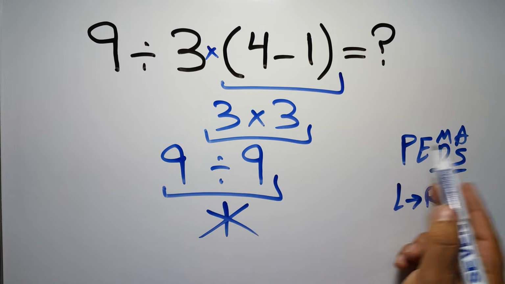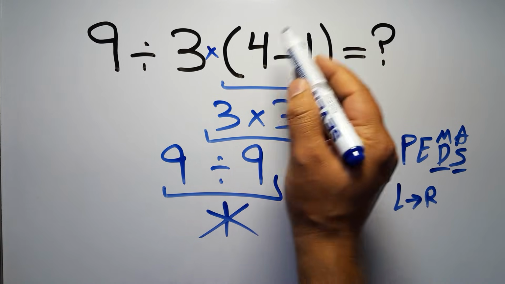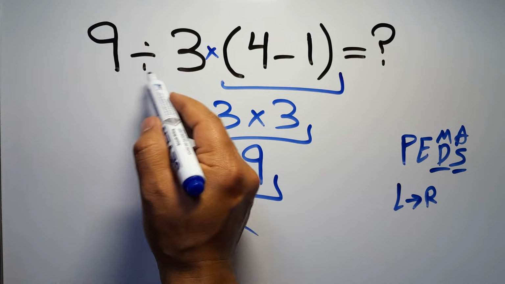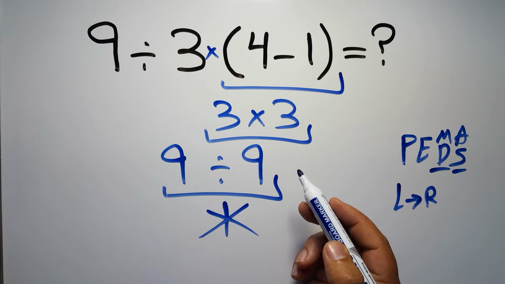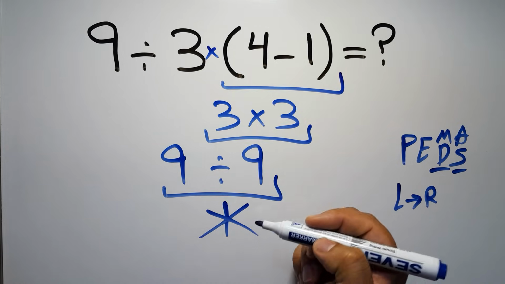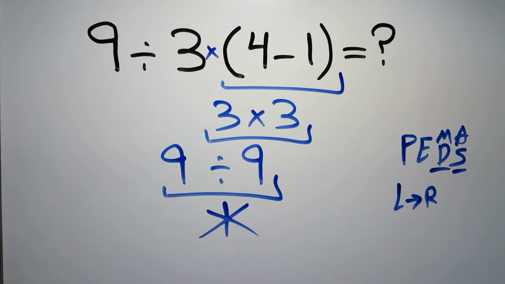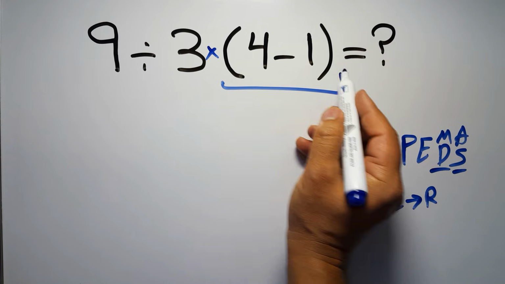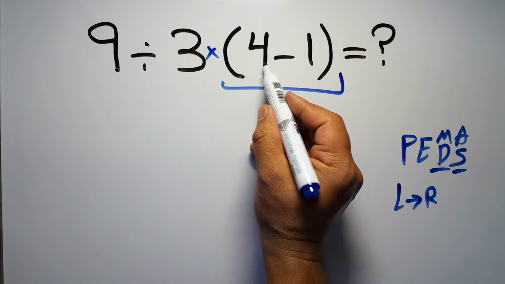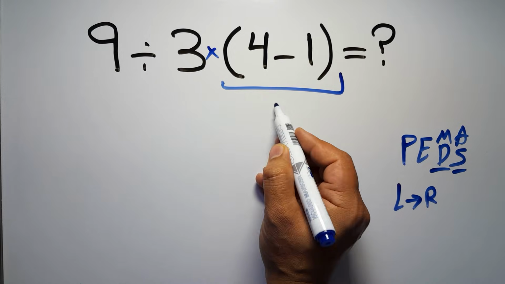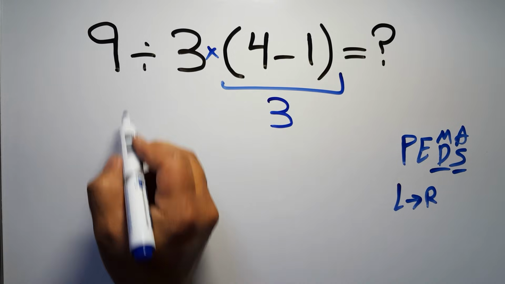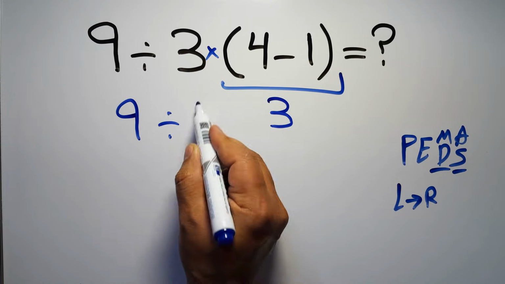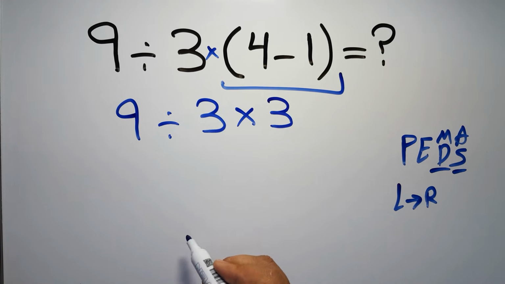Okay, so according to the PEMDAS, first we have to do this parentheses, then this division, and finally this multiplication. If we do this multiplication before this division, it is wrong. So first this parentheses. Inside this parentheses we have 4 minus 1 which equals 3. So 9 divided by 3 times 3.